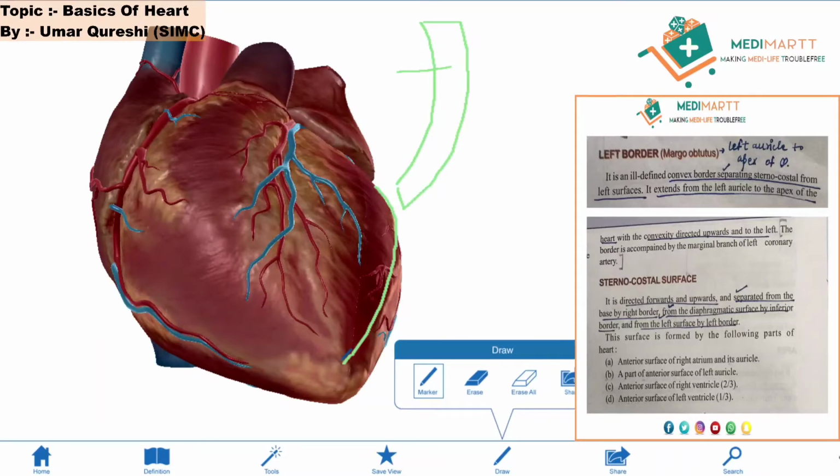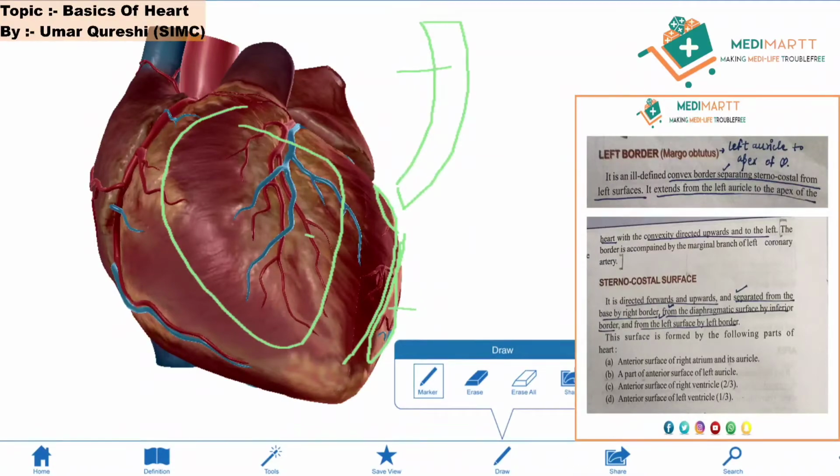Then, it separates the sternocostal surface from the left surface. As we all know, this surface is the sternocostal surface, and there is a left surface over here. So this left border basically separates the sternocostal surface from the left surface. Then it extends from the left auricle to the apex of the heart.